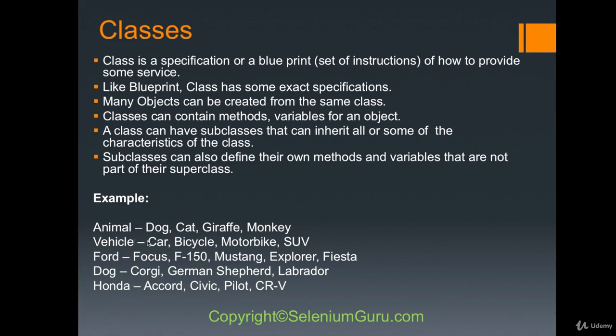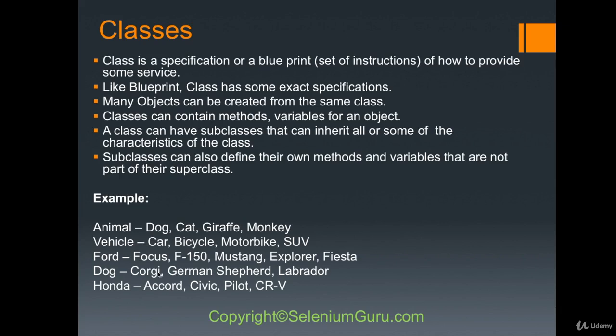Same thing with vehicle, right? When you talk about vehicles, car, bicycle, motorbike, and SUV are all vehicles. However, a car, bicycle, motorbike, and SUV have their own unique characteristics as well. Now let's go more specific, not generic, like Ford. Ford can be a class as well, and you have Focus, Ford F-150, Mustang, Explorer, Fiesta, those different cars of Ford. Ford has similar characteristics, maybe the same engine, the same steering wheel, the same battery, and so on.